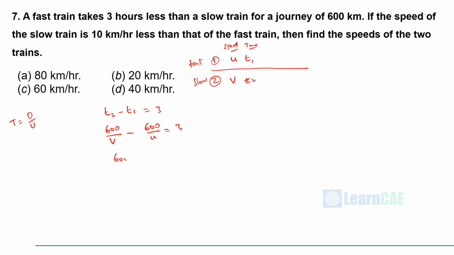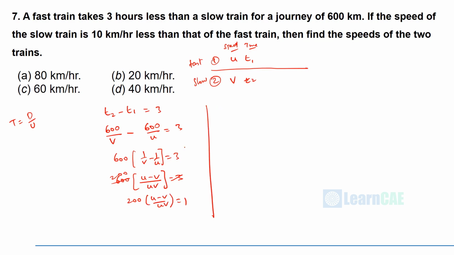We can take 600 outside and this will be 1 by v minus 1 by u, which is equal to 3. So we can rewrite this as u minus v divided by uv is equal to 3. We can cancel, dividing by 3, so 200 into u minus v divided by uv is equal to 1. This is the first equation.